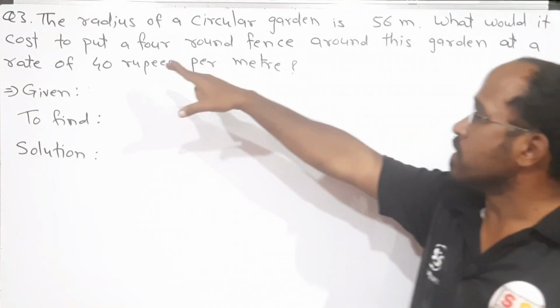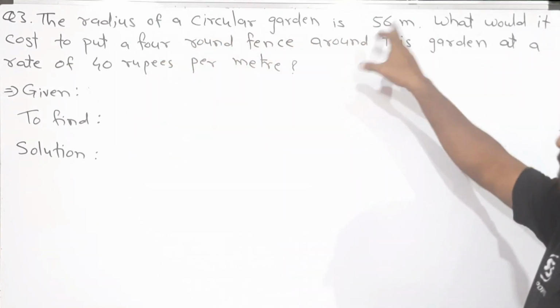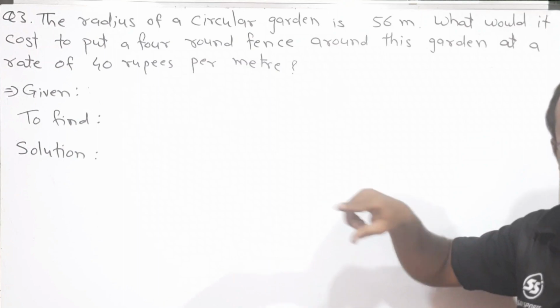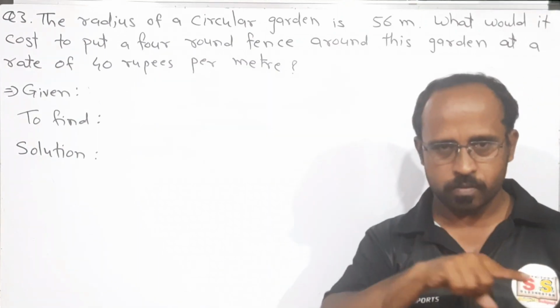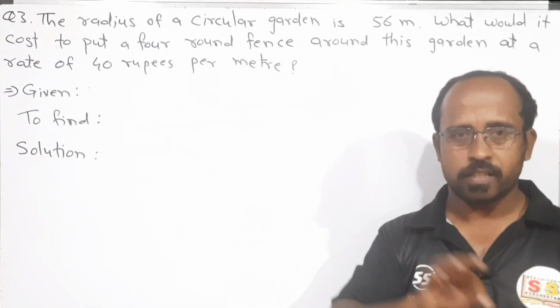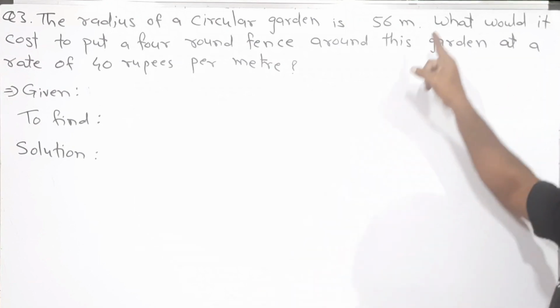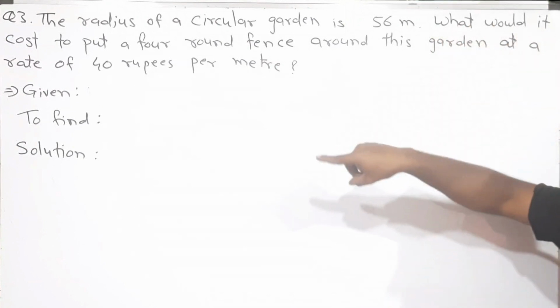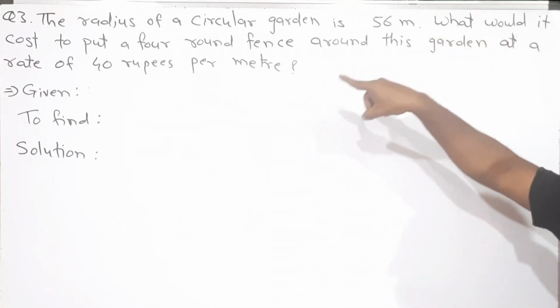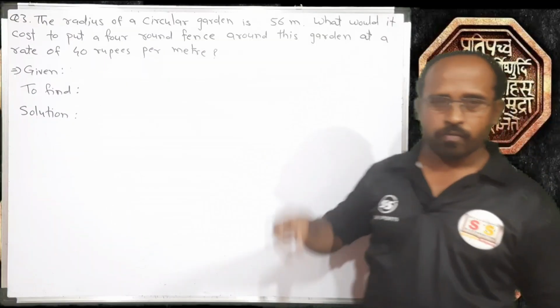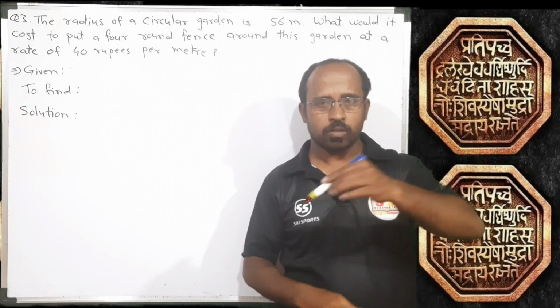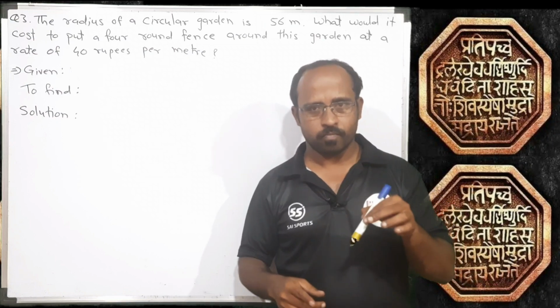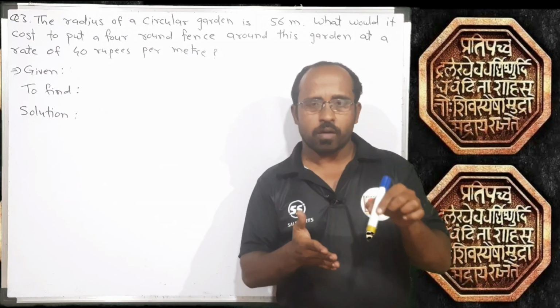Question is, the radius of a circular garden is 56 meter. There is one garden and which is circular. Means one circle is there and its radius is 56 meter. What would it cost to put a 4-round fence around this garden? We have to put a fence around the garden. Now putting a fence means we have to cover the circumference.